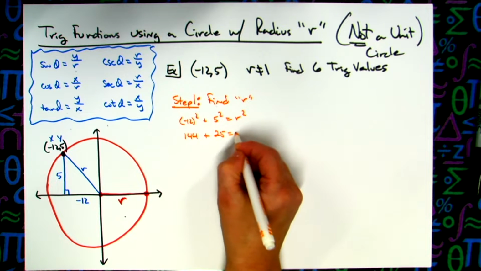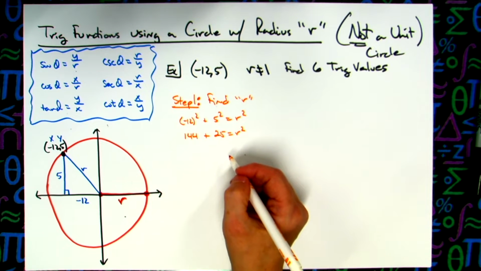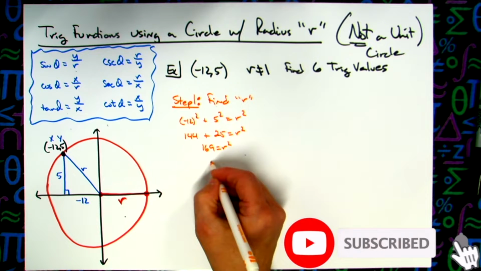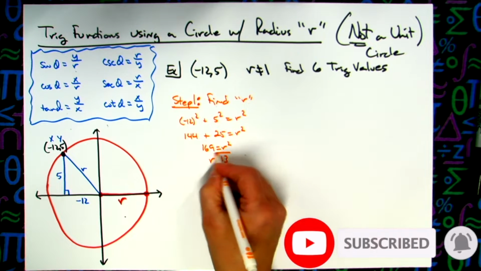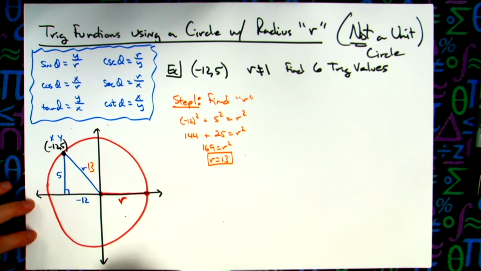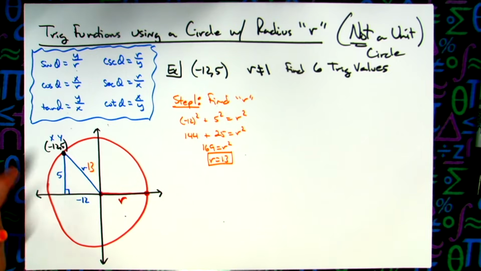You guys can do this. I don't really need to be working all this part out. Let's see, that's 169. Okay, so then my r is 13. So that value right there, this side, is 13. Okay, so now I've got all my sides.